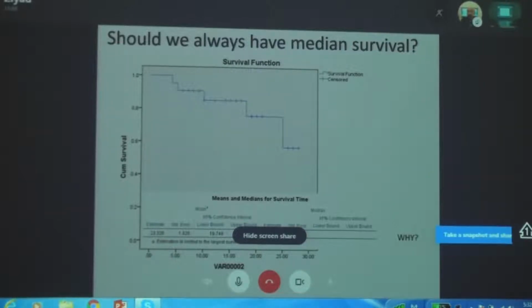Anybody else? More than 50% of the patients survive. Any guesses? More than 50% of subjects survive. Yeah, because more than 50% of patients survived the duration of the study. So the survival rate is very high in this study. That's why by the end of the study, there are still more than 50% of the patients surviving.